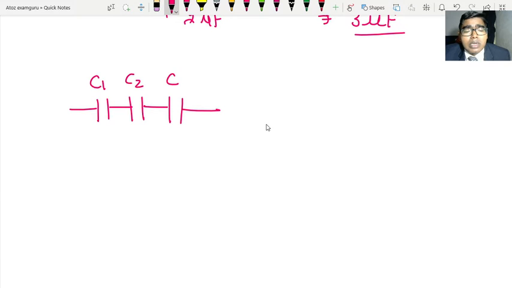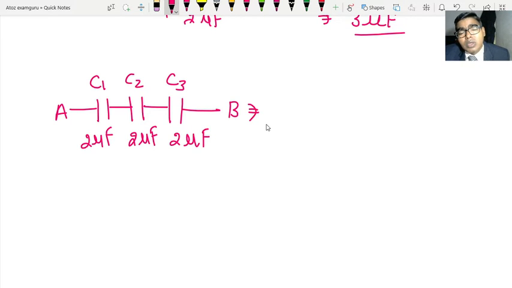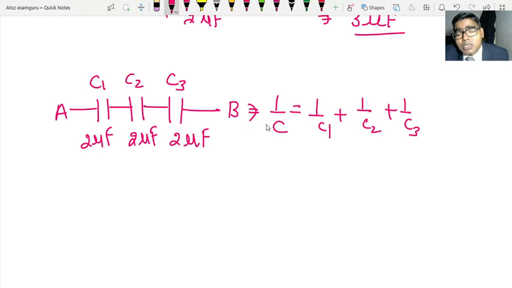All are C1, C2 and C3. It is A, it is B. Take 2 microfarad, 2 microfarad and 2 microfarad. And it is said to you that calculate the equivalent capacitance of the circuit. Then what will you do? You will simply write 1 upon C equal to 1 upon C1 plus 1 by C2 plus 1 upon C3.